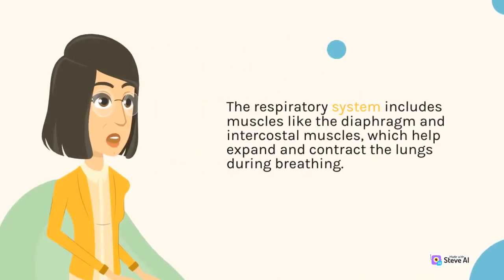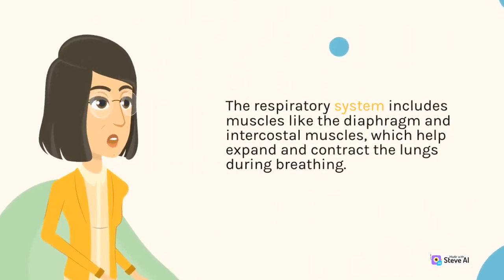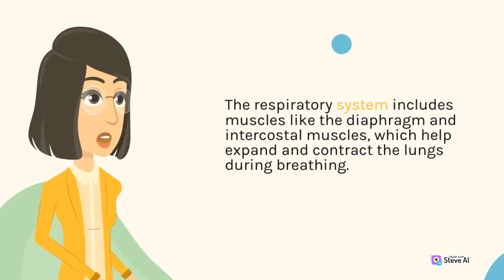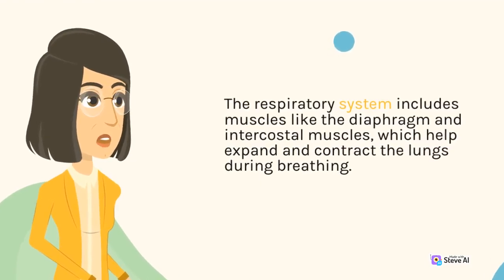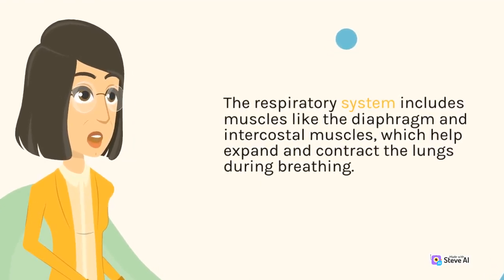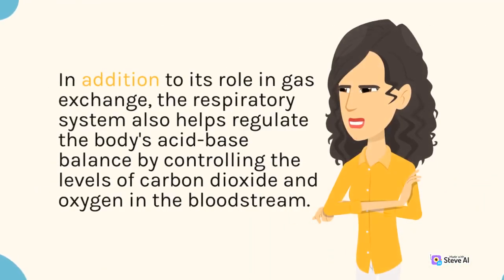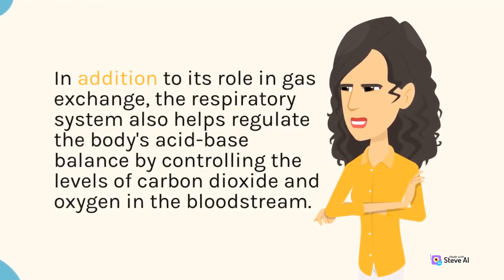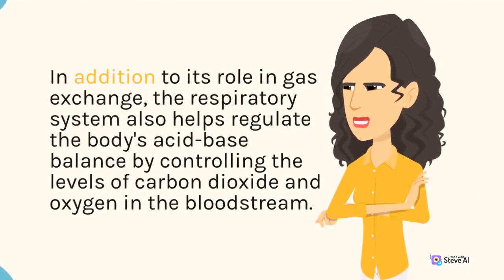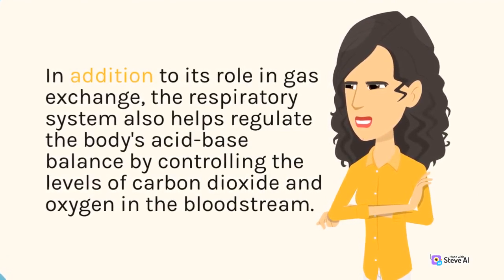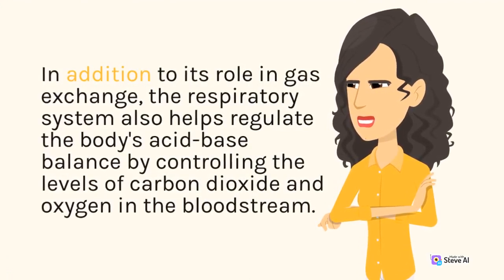The respiratory system includes muscles like the diaphragm and intercostal muscles, which help expand and contract the lungs during breathing. In addition to its role in gas exchange, the respiratory system also helps regulate the body's acid-base balance by controlling the levels of carbon dioxide and oxygen in the bloodstream.